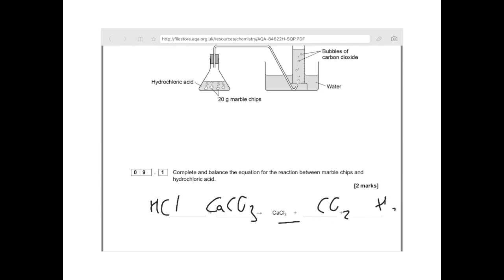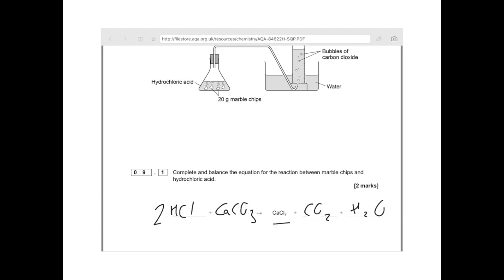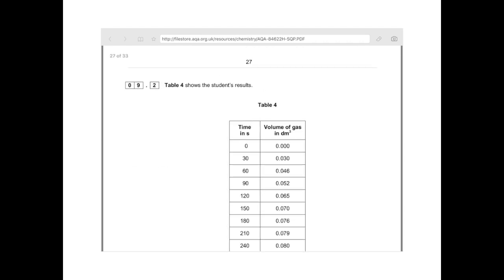You do just need to learn this. And then just have a quick check and see if it's balanced. No, it's not balanced, so we need 2 hydrochloric acids. Have another look and we can see that it's balanced. 9.2, table 4 shows the student's results. I feel a graph coming on.